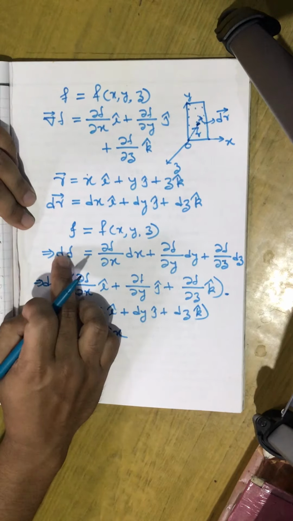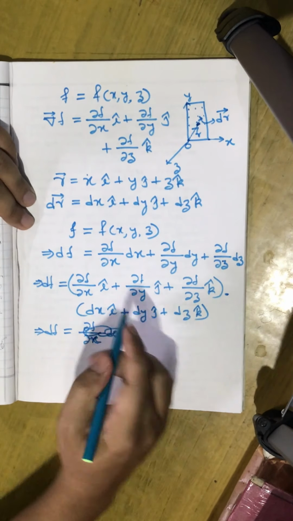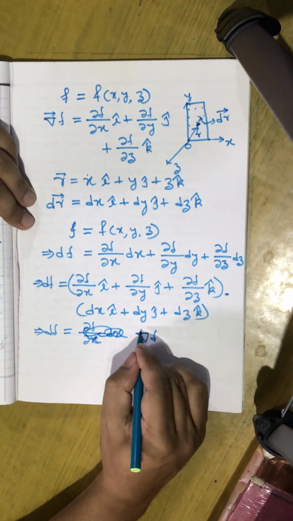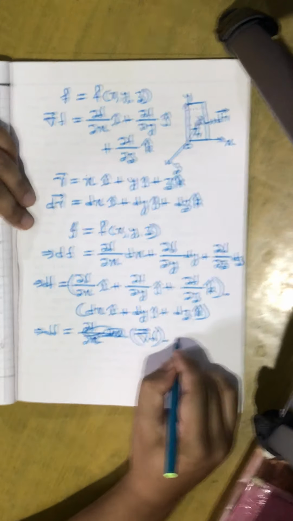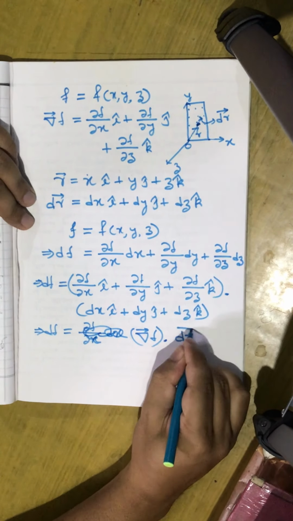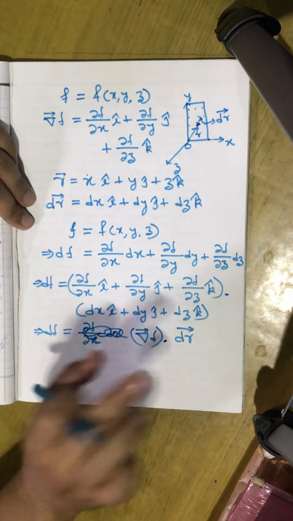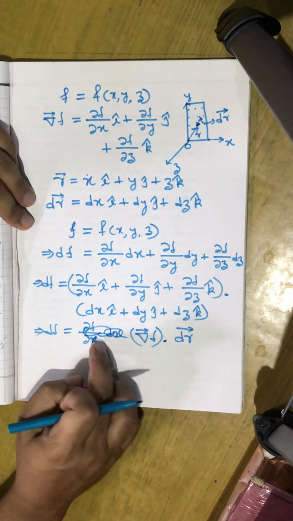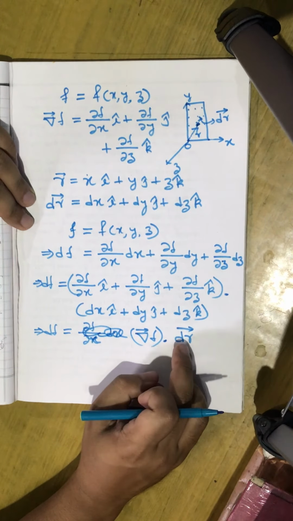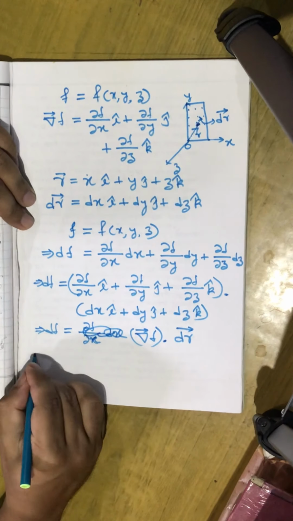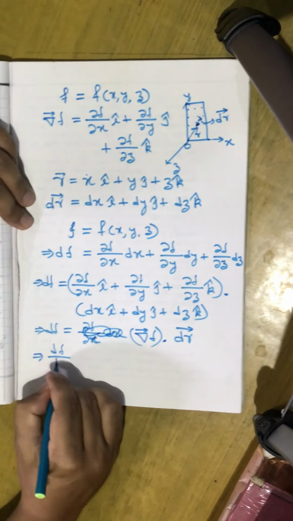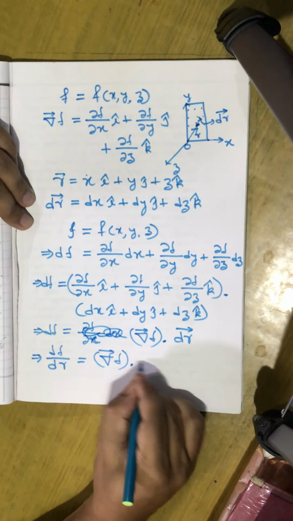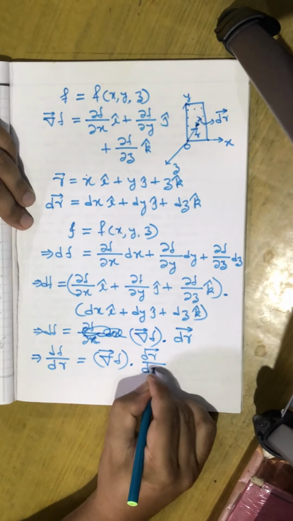Therefore we can express df as the gradient of that scalar field dot dr vector. So from this expression and this expression we can write df is equal to gradient of the scalar field dot dr vector. Now df divided by dr is equal to gradient of f dot dr vector divided by dr.